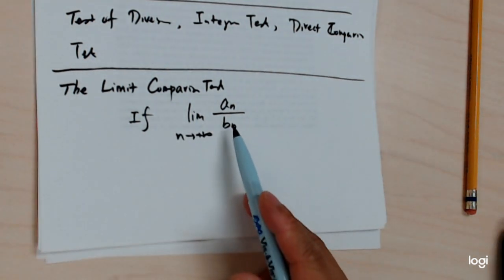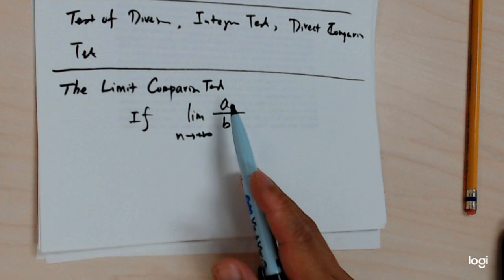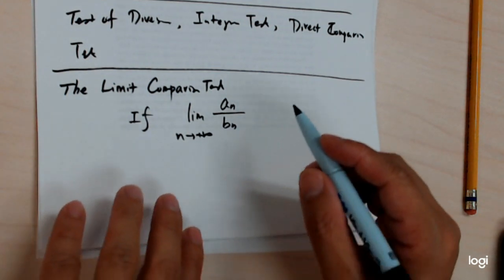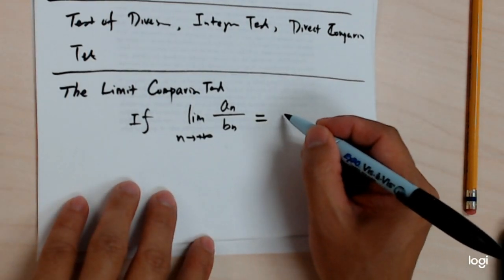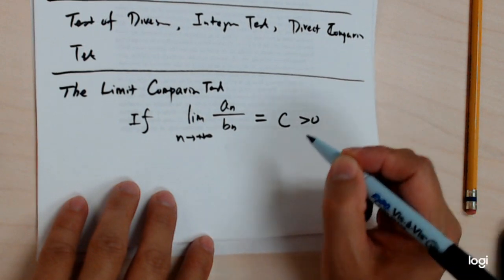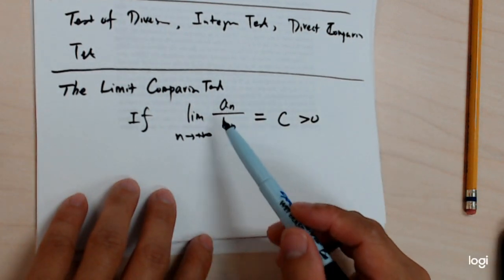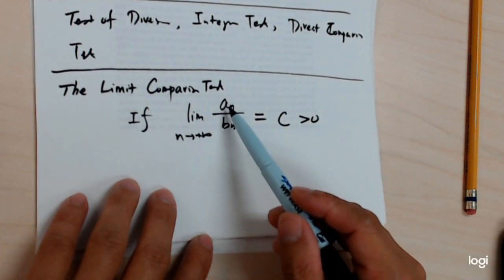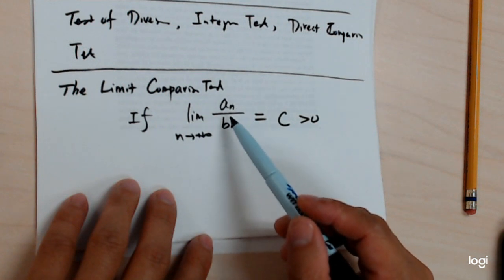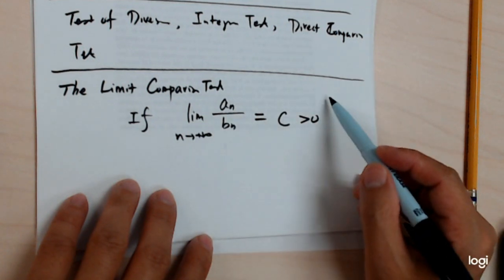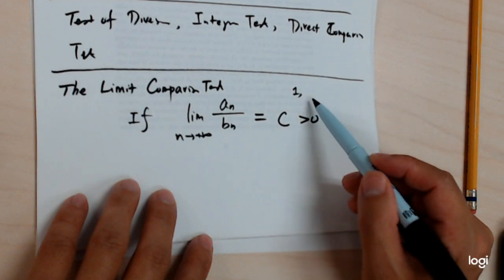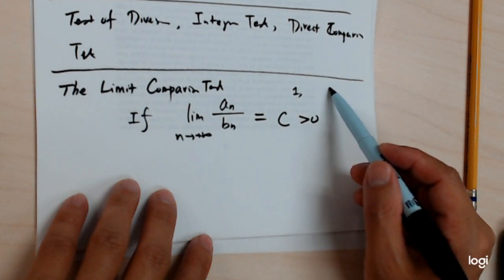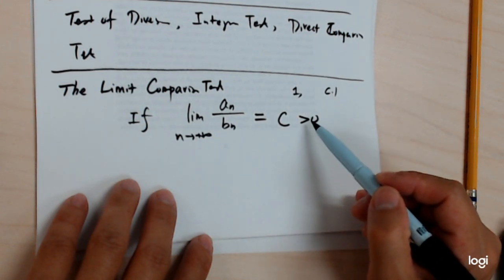So you try to compute the limit of the ratio between two different sequences. If this is a finite number c, in other words, in the long run, a sub n and b sub n are almost the same. They differ by a scalar. For example, if a sub n is 1, then b sub n will eventually become very close to c times 1.